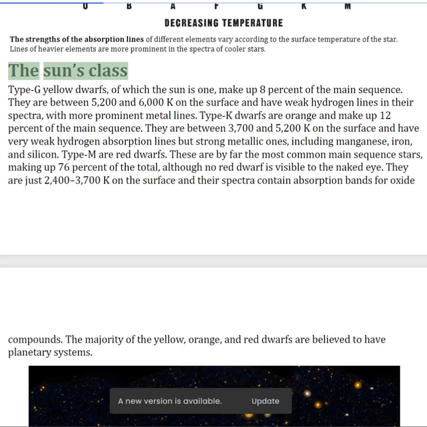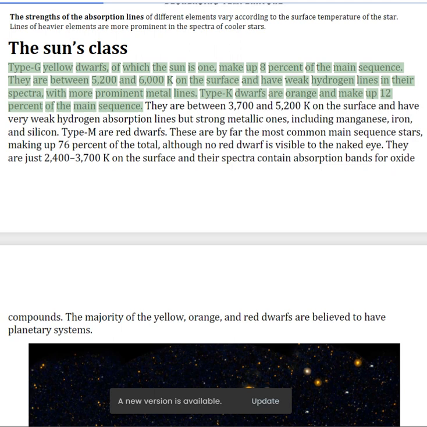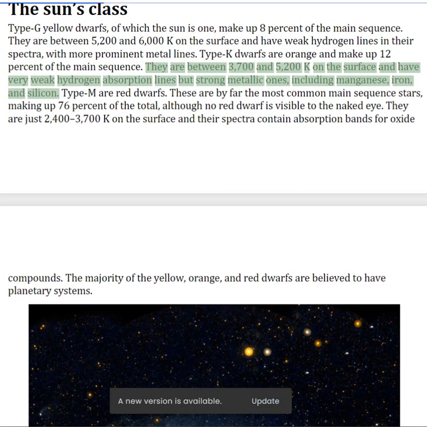The Sun's class. Type G yellow dwarfs, of which the Sun is one, make up 8% of the main sequence. They are between 5,200 and 6,000 K on the surface and have weak hydrogen lines in their spectra, with more prominent metal lines. Type K dwarfs are orange and make up 12% of the main sequence. They are between 3,700 and 5,200 K on the surface and have very weak hydrogen absorption lines but strong metallic ones, including manganese, iron, and silicon.